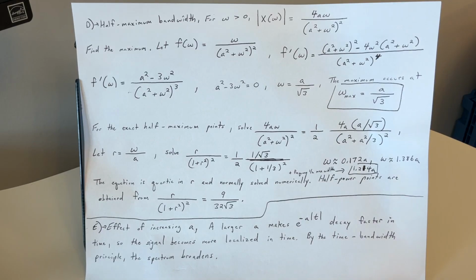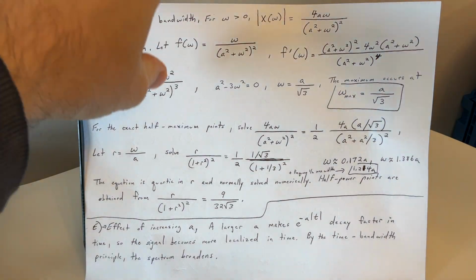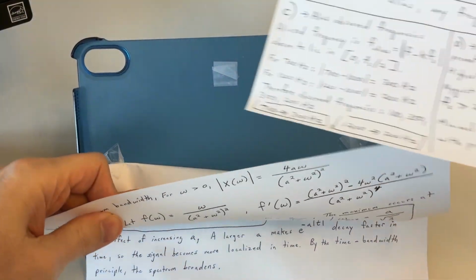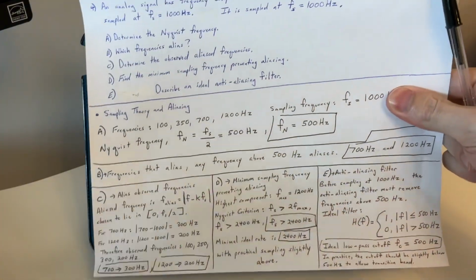The effect of increasing a: a larger a makes e to the negative a absolute value of t decay faster in time. So the signal becomes more localized in time. And by the time-bandwidth principle, the spectrum broadens. Okay, so that's number 3. Moving on to number 4.